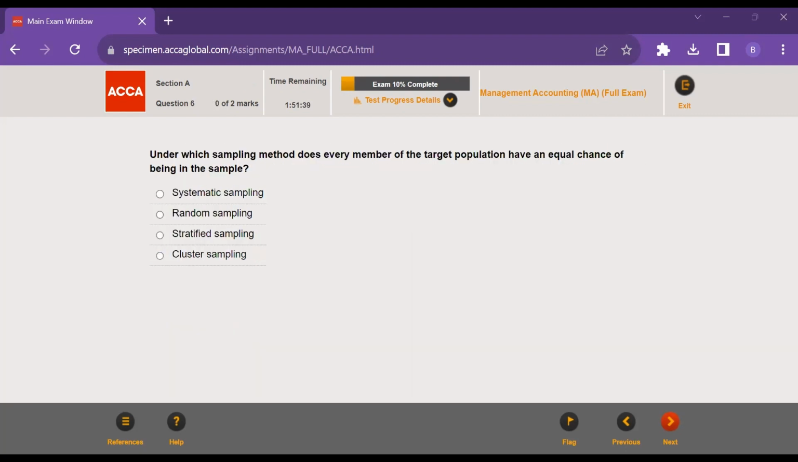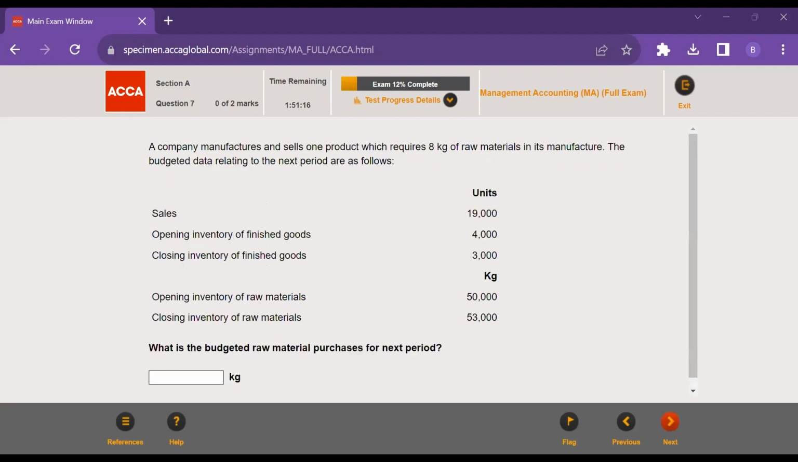Moving on to the next one. Under which sampling method does every member of the target population have an equal chance of being in the sample? Definitely we have learned in our study text that random sampling is the sampling where you are going completely random. Every member of the population has an equal chance of being selected.